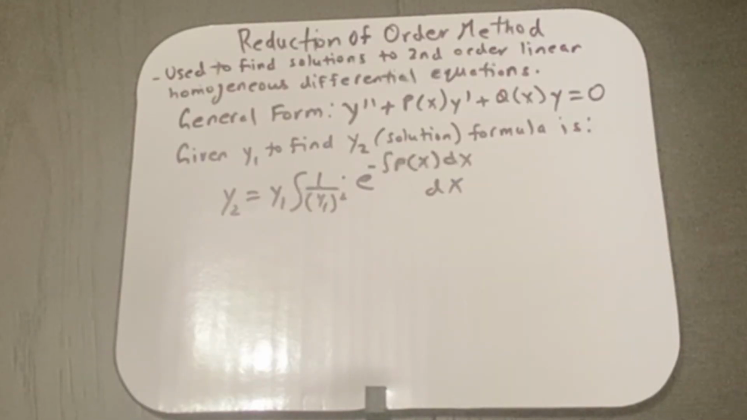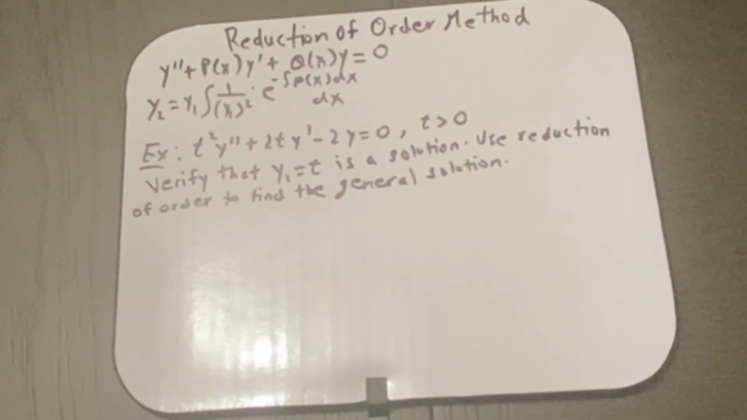So now let's look at an example where we have to use the reduction of order method. So this is our example problem. We have t squared times y double prime plus 2t times y prime minus 2 times y is equal to 0, where t is greater than 0. And our question states: verify that y1 is equal to t is a solution, and then the second part is use reduction of order to find the general solution.